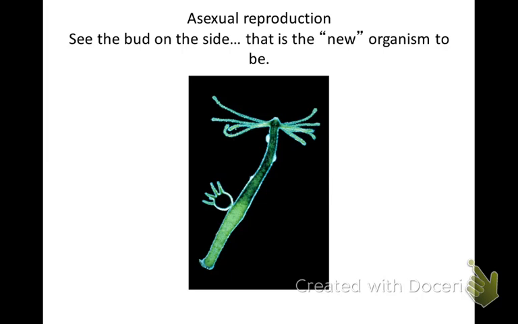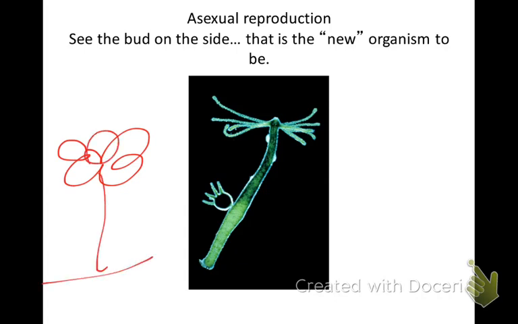Okay, asexual is what we're starting with. Without sex, only one parent, an identical clone. And so think about a flower, and you probably learned this in elementary school. When a flower can pollinate itself, then that's self-pollination. And that's asexual. It's like that flower makes little clones.